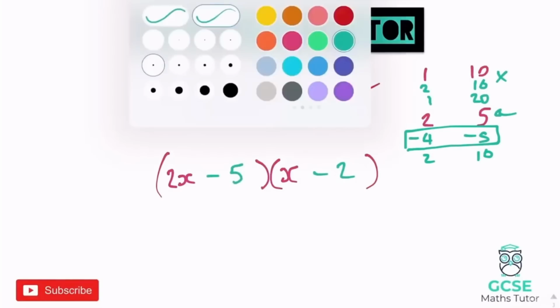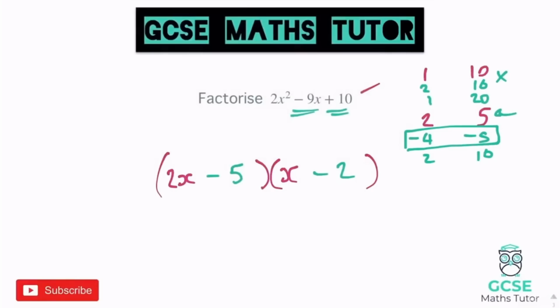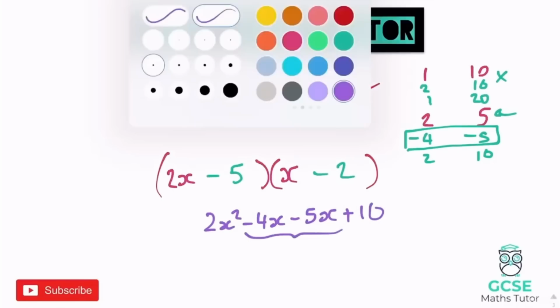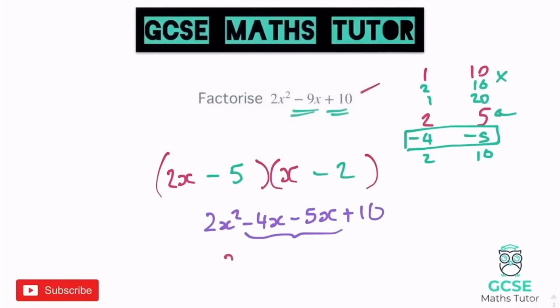And again you can just expand that to double check, so 2x times x is 2x squared, 2x times negative 2 is negative 4x, negative 5 times x is negative 5x, and then negative 5 times negative 2 gives us the positive 10 at the end there. And tidying that up, these two here do make my negative 9. We get 2x squared minus 9x plus 10, and it matches what we were looking for.